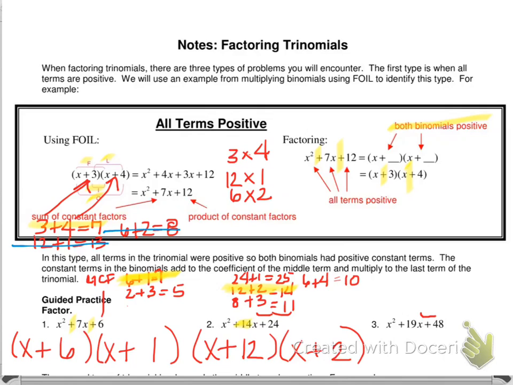Number 3. My factors of 48 are 48 and 1. Again, guys, you'll get much better at seeing these, and there's no need to keep going once you see that you've got one of the answers. So 48 plus 1 is going to be 49. 12 plus 4 is 16, and 16 plus 3 is 19. So that's going to be my answer. My terms are going to be 16 and 3. All of my terms are positive, so it's going to be x plus 16 and x plus 3. Simple.